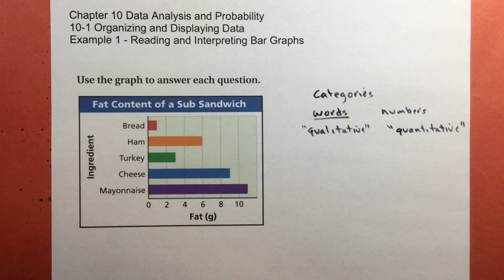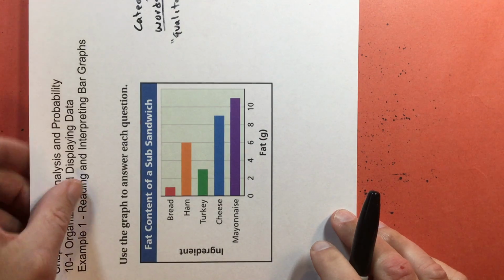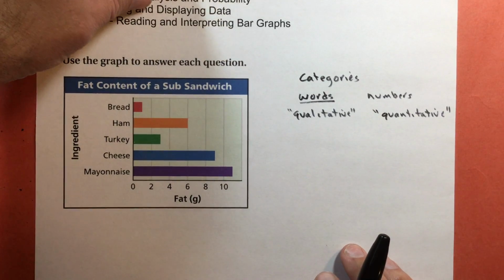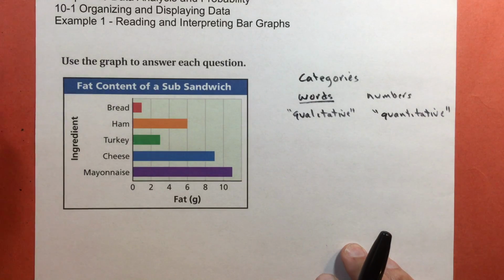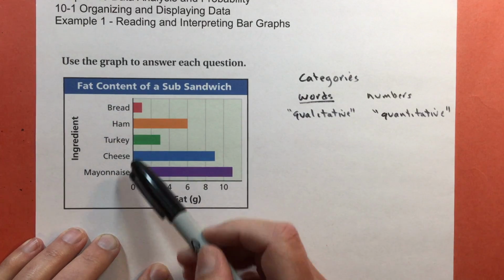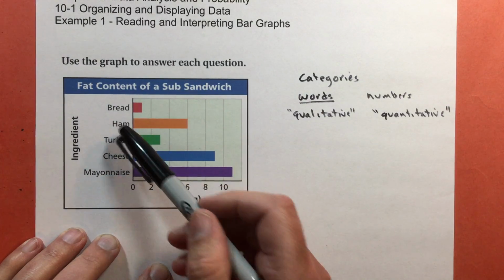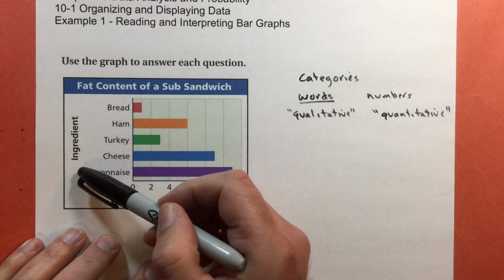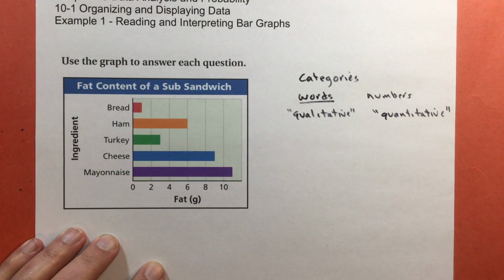All right, let's talk about what the bar graph actually means. So this one is a horizontal bar graph. Most of the time a bar graph is going to look like that. This one is a horizontal bar graph. No problem, it doesn't matter. Usually the person designing the bar graph gets to choose which way they want. Along one side, I've got, again, the categories: bread, ham, turkey, cheese, mayonnaise. I'll say it again, we call these the ingredients of the sandwich.